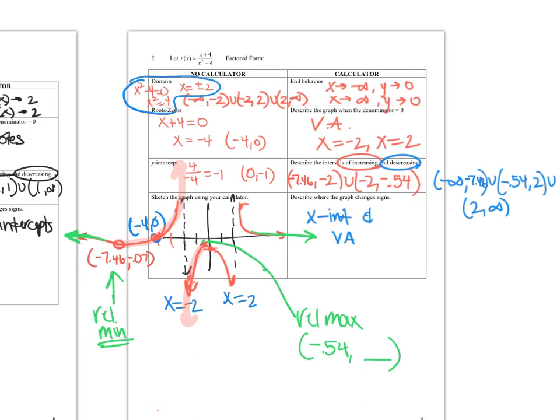Decreasing, it's decreasing from negative infinity until it reaches that relative min. Then it decreases here, and then decreases all the way through there. So for this one, you just have to go through and find those relative mins and maxes, and maybe you didn't even notice that, and that's okay, because again, we're just in the learning process of this.